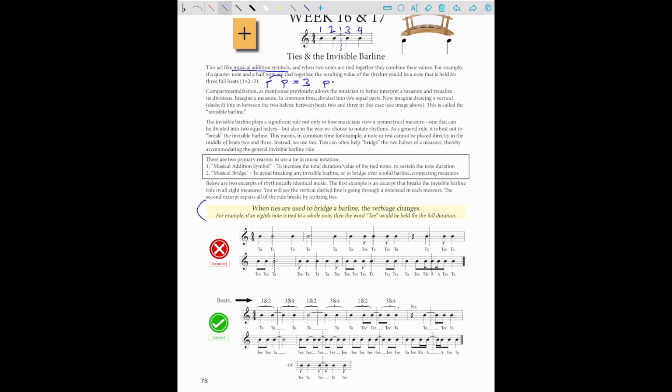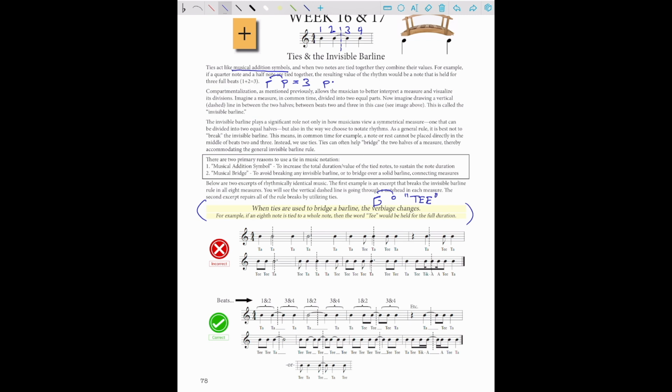This highlighted statement right here is going to become very important as we get into the exercises. When ties are used to bridge a bar line, the verbiage changes. For example, if an eighth note is tied to a whole note, then the word Tee would be held for the full duration. So if I did have an eighth note tied to a whole note, this would actually be Tee held out for the full value of those two notes combined.